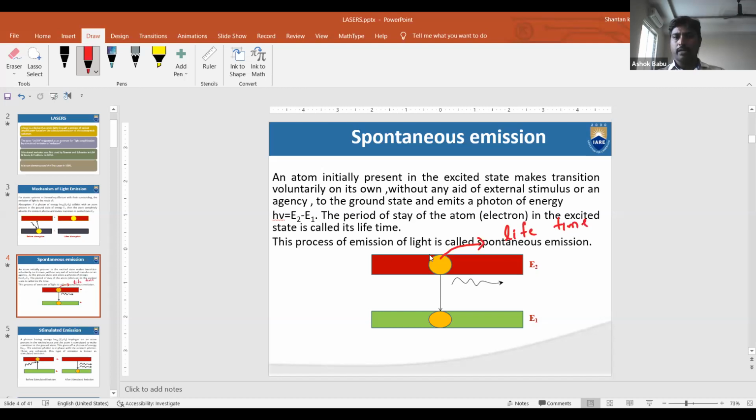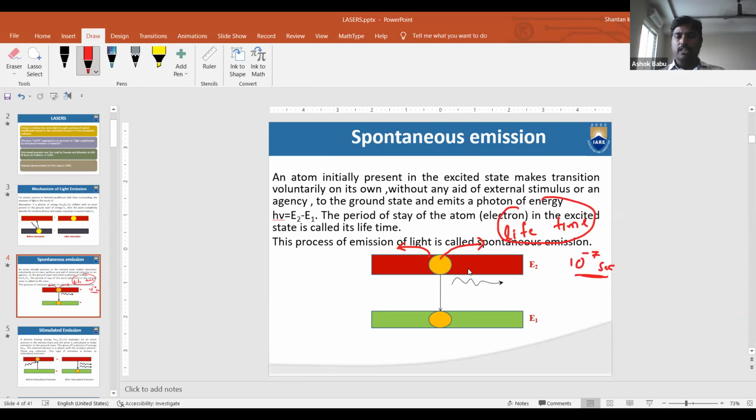This is the excited atom. An excited atom does not stay permanently in the excited state. It stays for a particular time, called the lifetime. The maximum average lifetime of every atom is 10^-7 second. I already explained that lifetime.